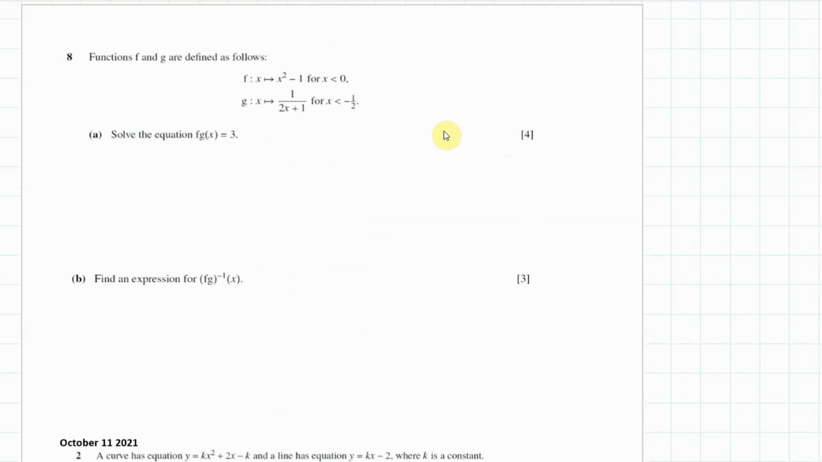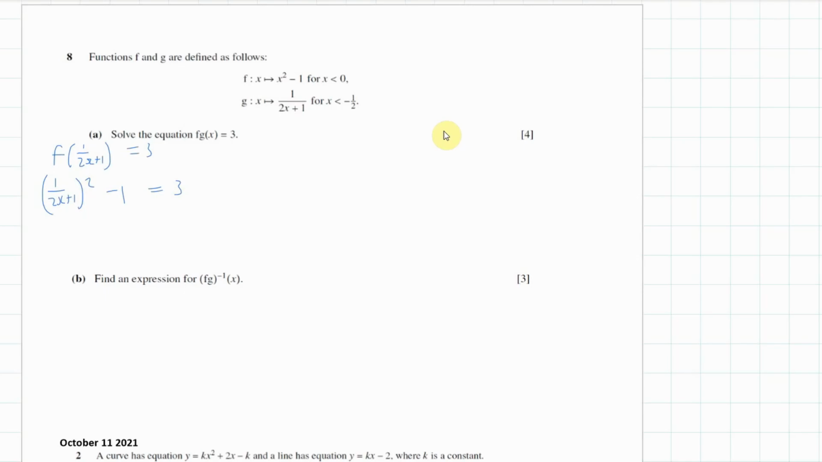Okay, so we've got to put g into x. So g is 1 over 2x. So I'm going to put this into f. Now, that becomes my x. So I'm going to have 1 over 2x plus 1 all squared minus 1. And this is meant to equal 3, apparently. That's what they're telling us.